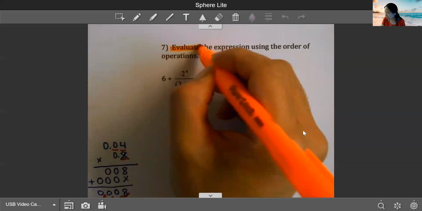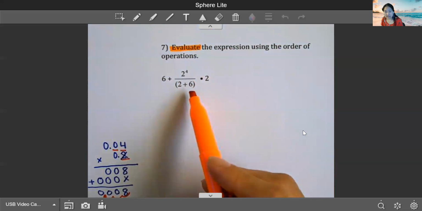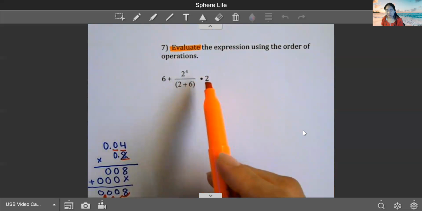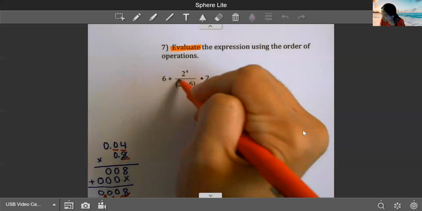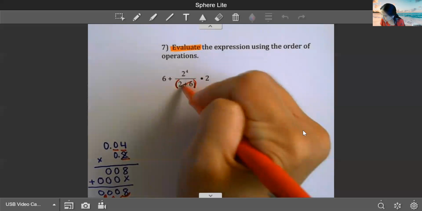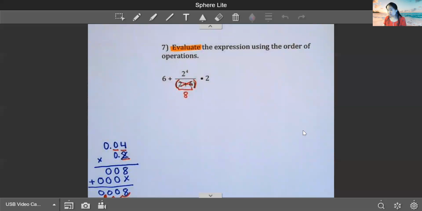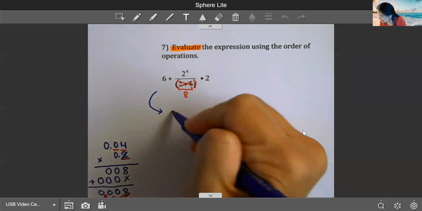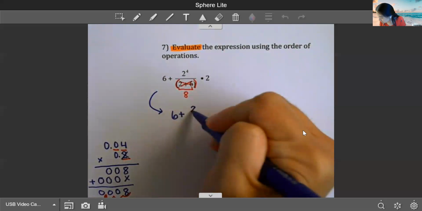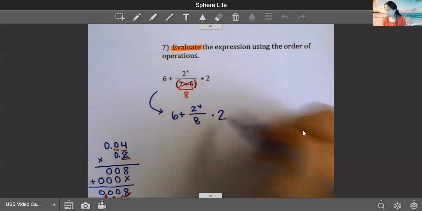So again, we need to solve. Over here you see some exponents, parentheses, and fractions. Fraction means division. I'm going to first evaluate my parentheses: 2 plus 6 gives me 8. I'm going to rewrite it all over here: 6 plus 2 to the fourth power over 8 times 2.